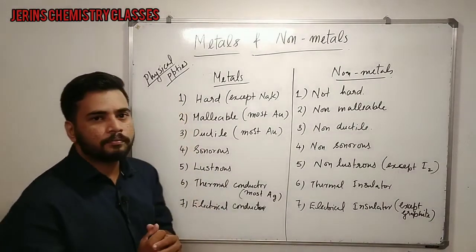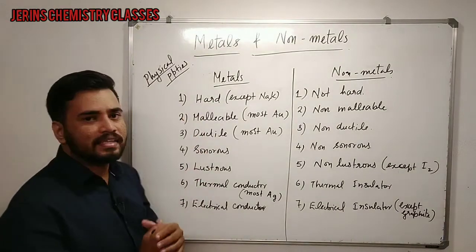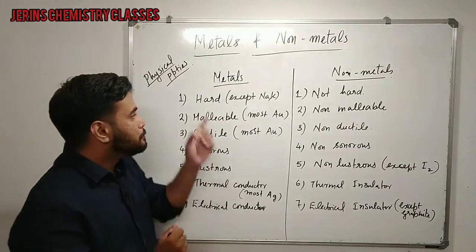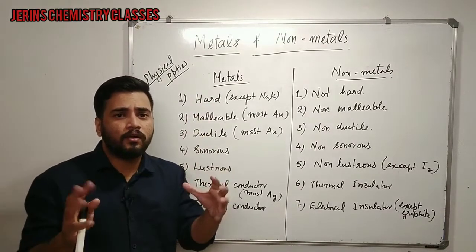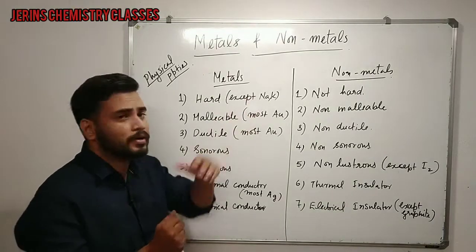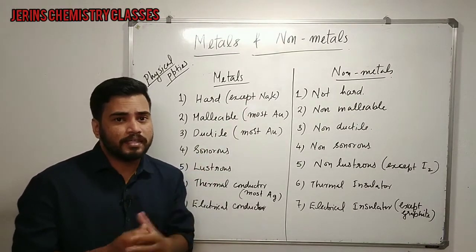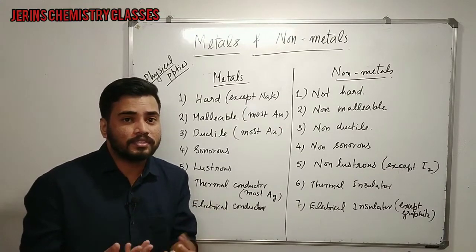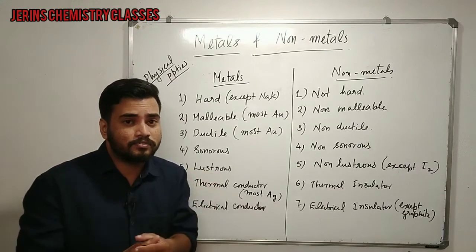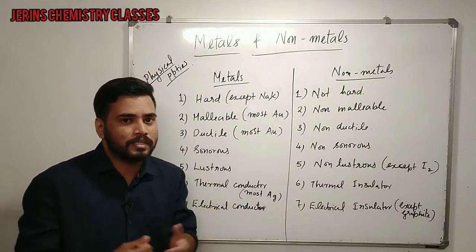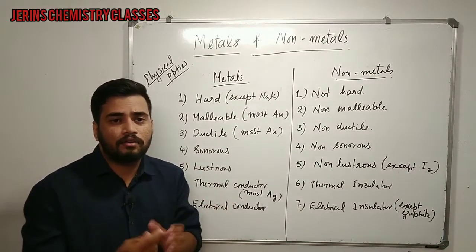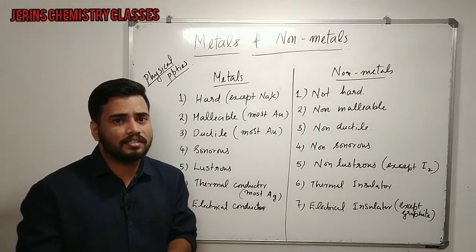So the first property you can see here: metals are hard. Normally all the metals are hard in nature, but there are some exceptions. If you take sodium and potassium, they are soft metals. They can even be cut with a knife. But if you consider non-metals, they are not as hard as metals. That is the first property.